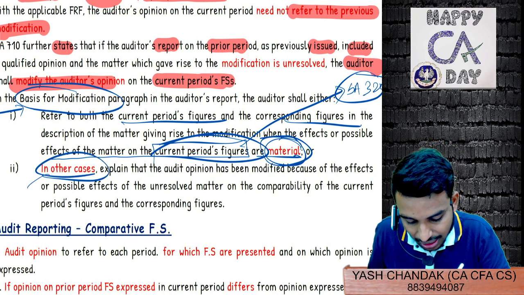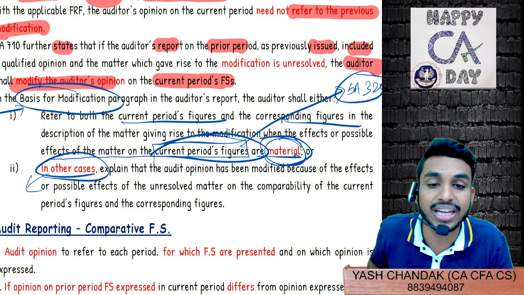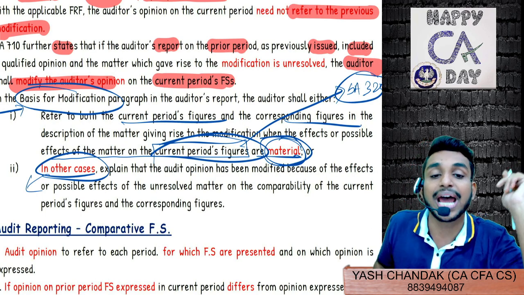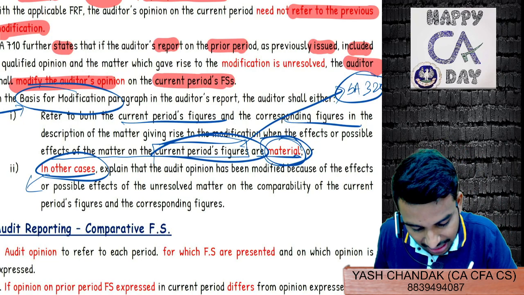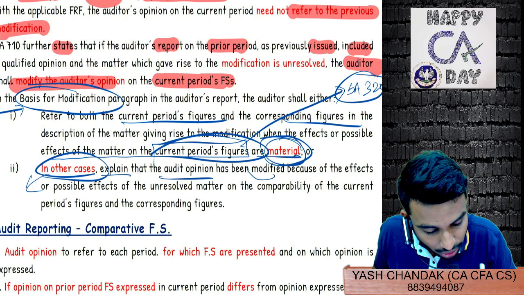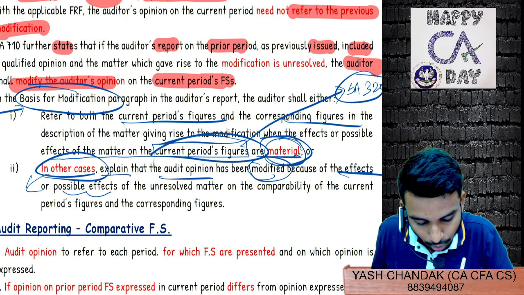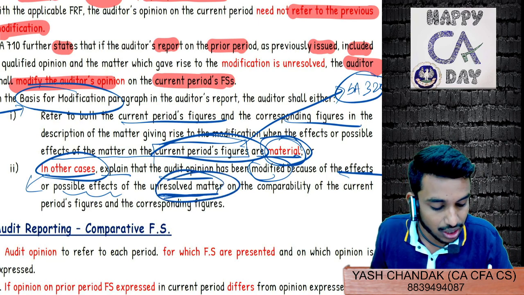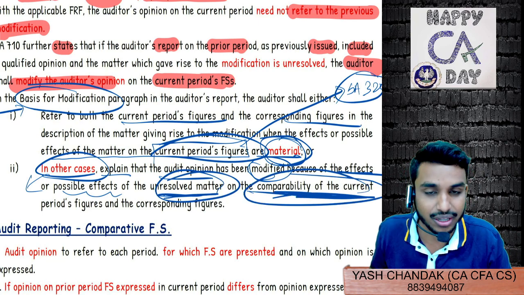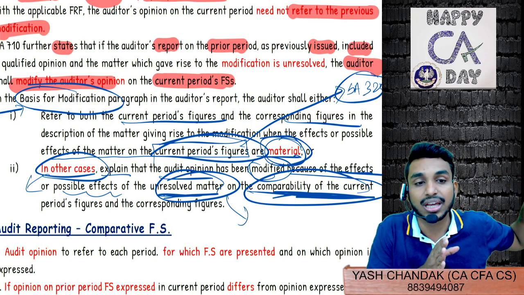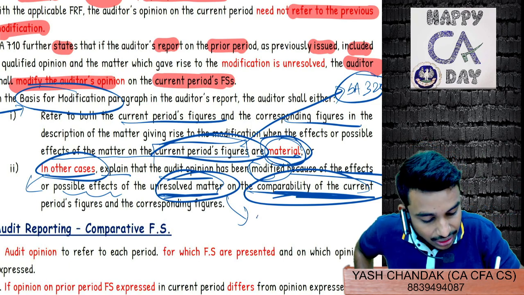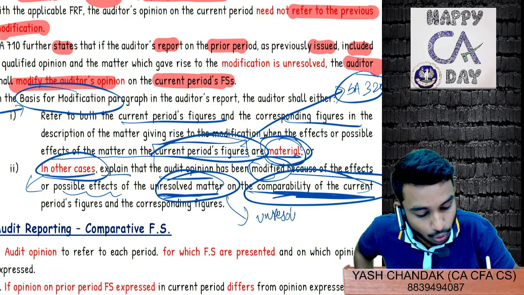In other cases means what? The amount in the current period figures of which prior period figure is not telling, the current period figure is not that material, then in that case we will explain that the audit opinion we have modified it because of the effects or possible effects of the unresolved matter on the comparability of the current period figures. That means the comparable amount of the last year prior period का जो amount है, it is still unresolved, and that is why we are qualifying.